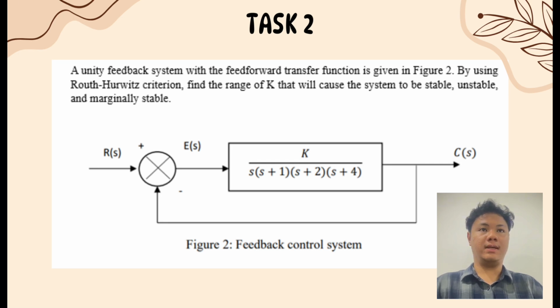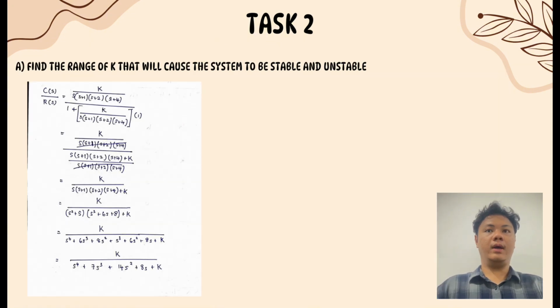Today I'm going to present task 2, which is the feedback control system. In task 2, we are assigned to use the Routh-Hurwitz iteration to find the range of K which is stable, unstable or marginally stable. As you can see in the diagram, we are given a value of R(s), E(s), the transfer function and C(s). Question A, we are assigned to find the range of K that will cause the system to be stable and unstable.